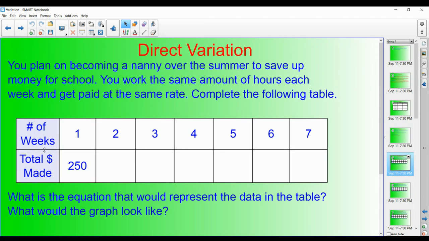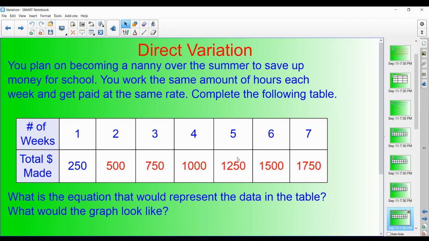Now, direct variation looks like this, where if we're nannying over the summer, we get $250 per week. So after week one, we get $250. After a total of 2 weeks, we get 250 and another 250, so we get 500. After another week, we get 750. And we keep adding 250 per week. And as the weeks increase, the total amount of money made increases.